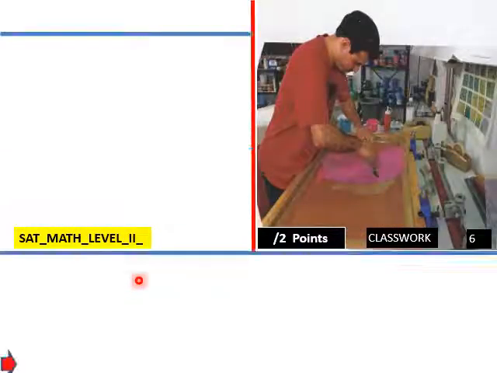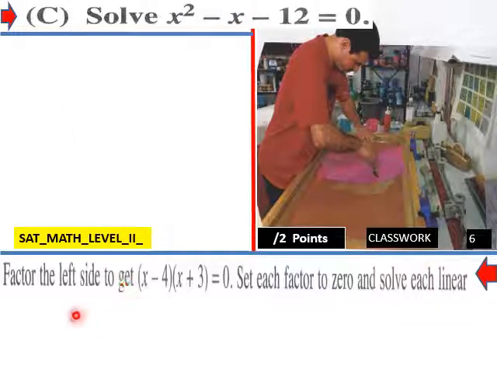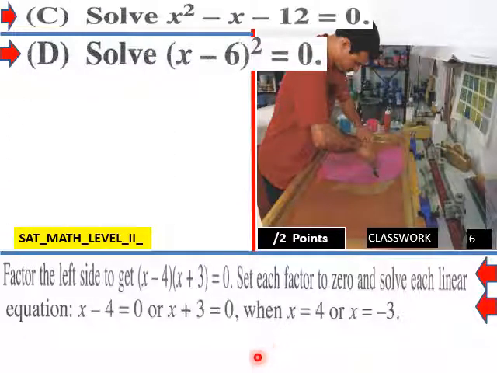Okay, so moving on to our next example here. C, solve x squared minus x minus 12 equals 0. So we need to factor the left side, and we get x minus 4, x plus 3 equals 0. Set each factor equal to 0, and solve each linear equation. So we have x minus 4 equals 0, x plus 3 equals 0. When x equals 4, when x equals negative 3, that would be your solution.